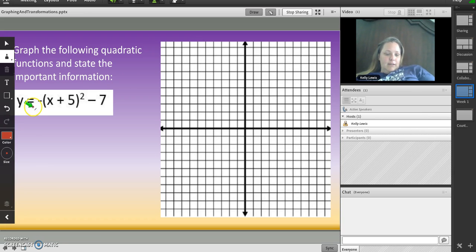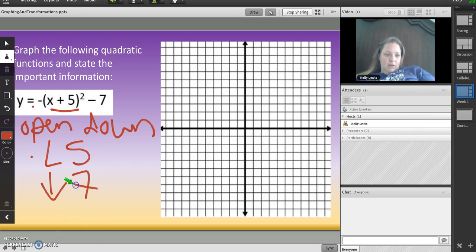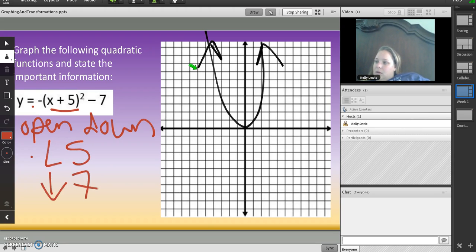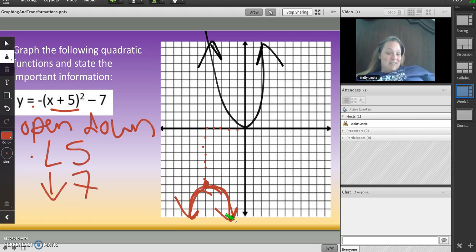Let's do this guy. He is going to open down. He's not going to move right. He's going to move left 5, and then he's going to go down 7. So instead of being this guy, we're going to move left 5, 1, 2, 3, 4, 5, then down 1, 2, 3, 4, 5, 6, 7. And we're not going to open up, we're going to open down like that. Make sure they connect. Just like that. Let's keep going. Let's do some more.